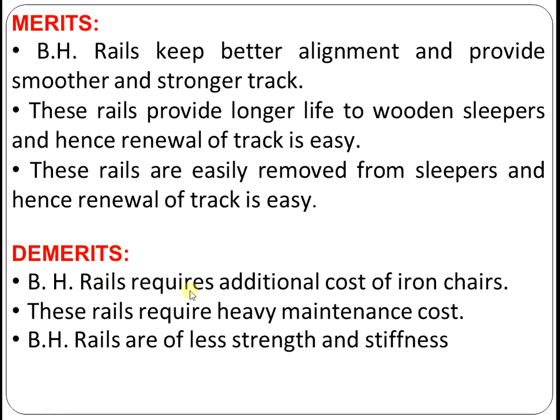Demerits. These rails require the additional cost of iron chairs, because in the head section we have to use additional metal, so the cost of iron is high. Next, these rails require heavy maintenance cost. These rails have less strength and stiffness. Because of that we use this type of rail only for points and crossing purposes.